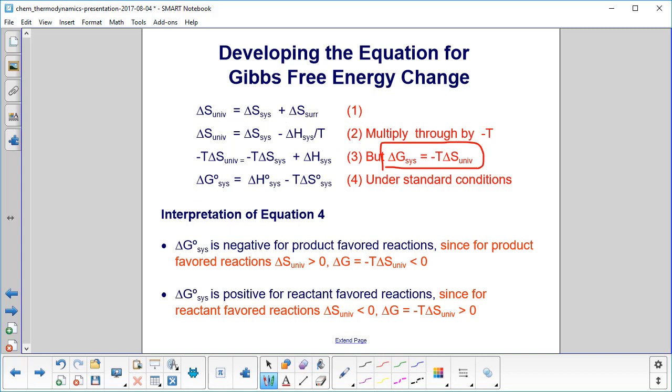And what this is telling us, equation 4, that's what we wanted to get to. Notice how it's all system, okay? So delta G system, Gibbs free energy, is negative for product favored reactions, because for product favored reactions, delta S universe is greater than 0. So since the Gibbs free energy is defined as the negative of that, that has to be negative for a product favored reaction, and then vice versa. Gibbs free energy will be positive for reactant favored reactions for the same reason.